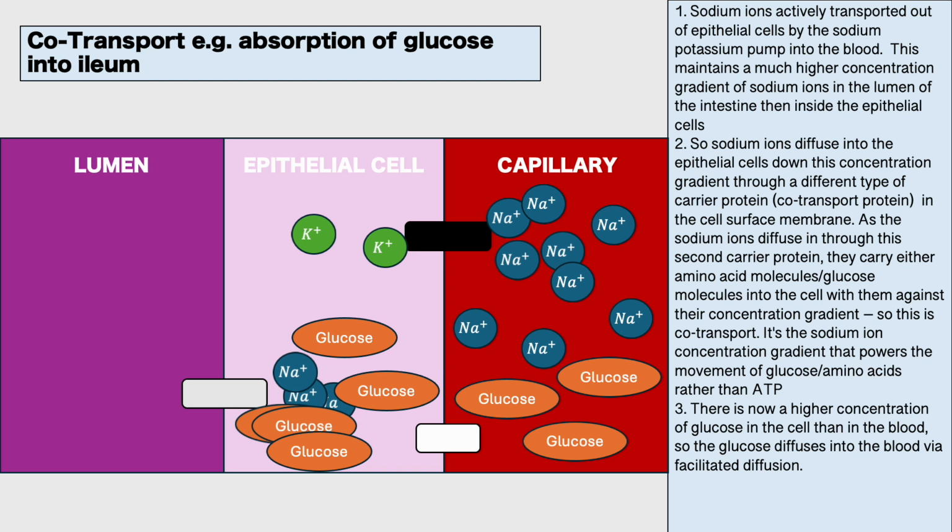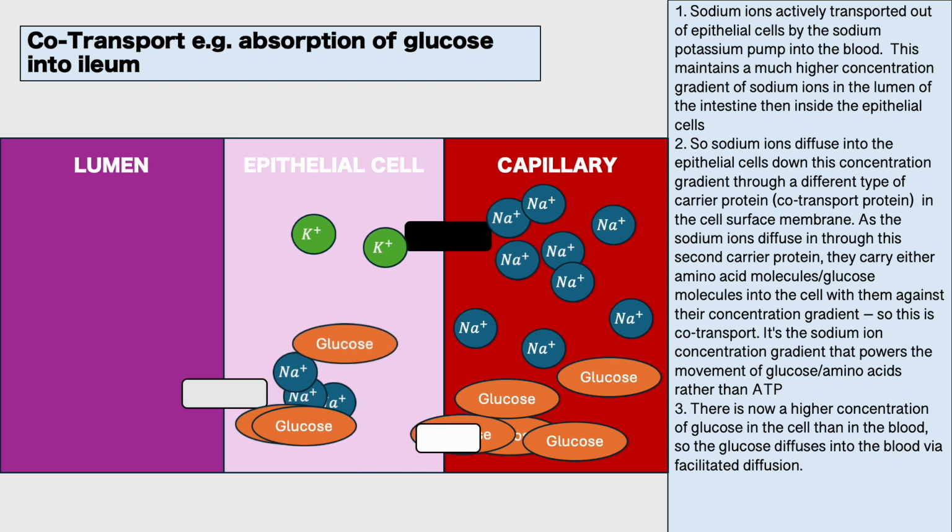It's the sodium ion concentration gradient that powers the movement of the glucose or amino acids rather than ATP, making it an indirect form of active transport. There's now a higher concentration of glucose in the cell than in the blood, so the glucose diffuses into the blood via facilitated diffusion. The last thing to cover are the required practicals.